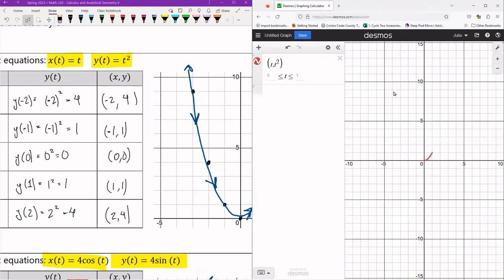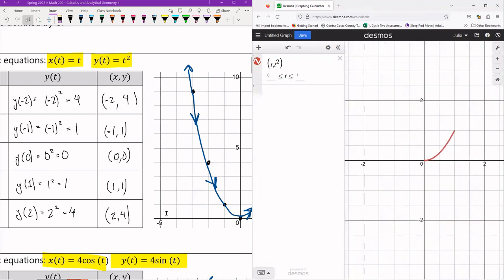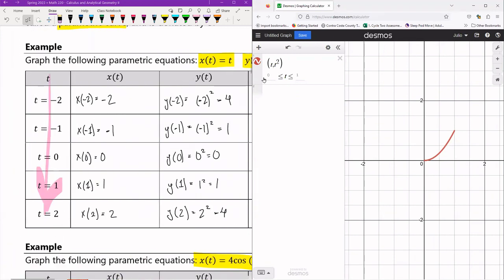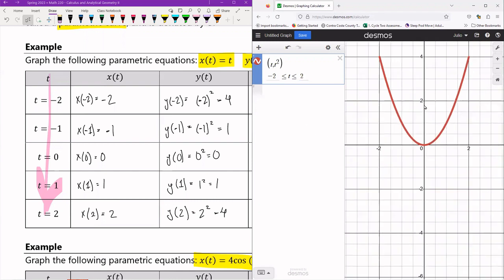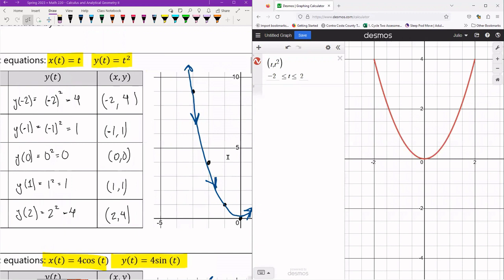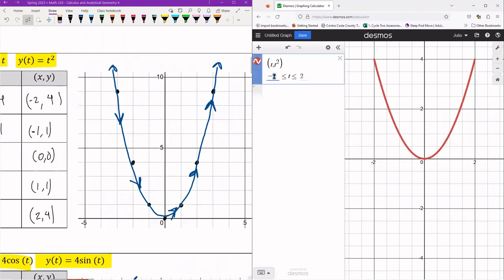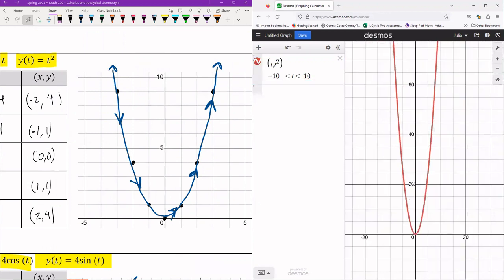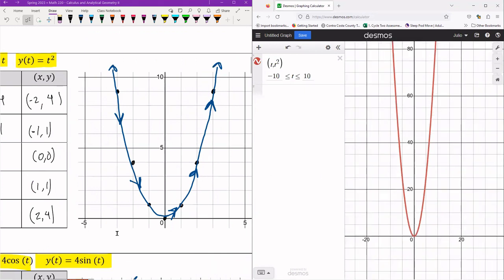Let me actually make this a little bigger so you guys can see. There we go. Now, at the moment, I just have it from 0 to 1, so it's not very interesting. It gives me that little piece right there. But I wanted to do it from -2 to +2, so I can change the t value where I want it to start and where I want it to stop. I'm going to do -2 here and 2 there. And now I've got the parabola that I just graphed. Now I can make this go even farther. So instead of -2 to +2, I can do -10 to +10, and now I've got a big, huge parabola. Okay, let's move on to the next one.